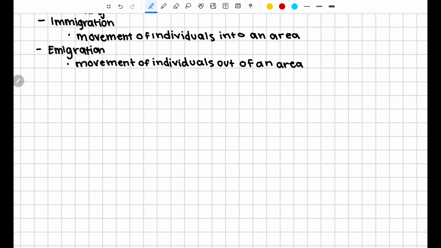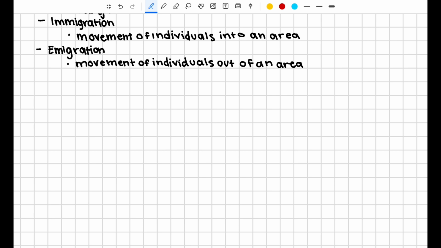So when we talk about emigration, it should be easy from the similarity of the words to understand that emigration is going to be the opposite of immigration. It's the movement of individuals out of an area instead of into the area. Emigration can also occur for a variety of reasons. Again, they might want to find mates, or they have to establish a new territory. The current territory is not working for them, or a shortage of food could also be a reason why a species chooses to emigrate out of the area.